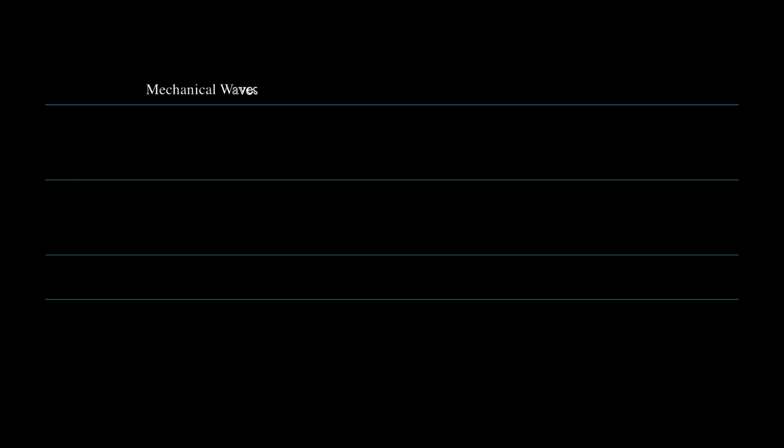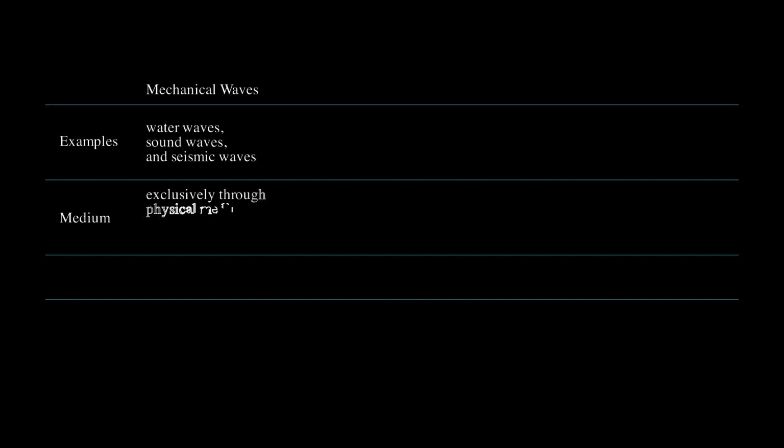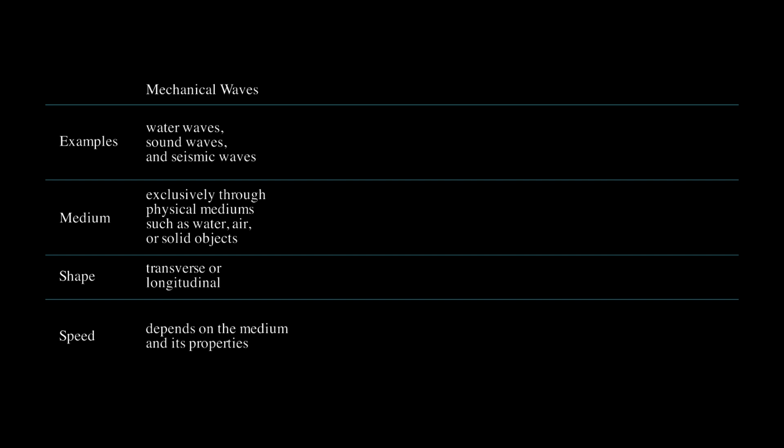Mechanical waves, such as water waves, sound waves, and seismic waves, are prevalent in nature, and propagate exclusively through physical mediums like water, air, or solid objects. Their behavior adheres to Newton's laws of physics, and can be categorized as either transverse or longitudinal waves. The speed of a mechanical wave is contingent upon the properties of the medium it traverses, such as density, elasticity, and viscosity.